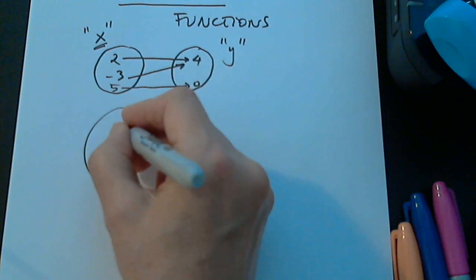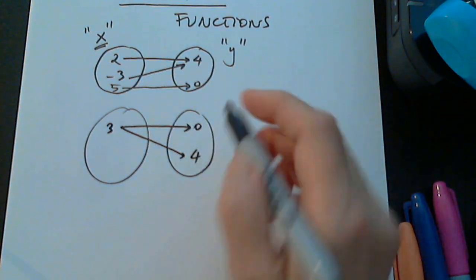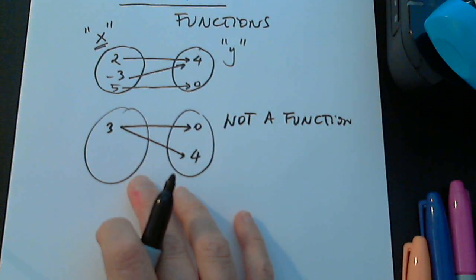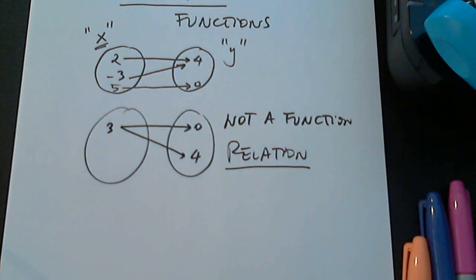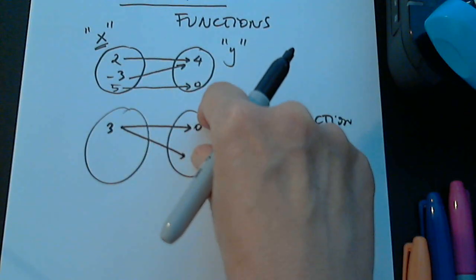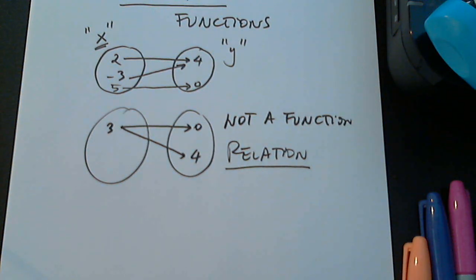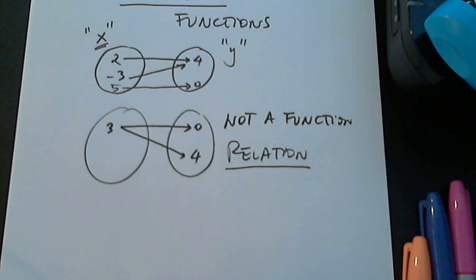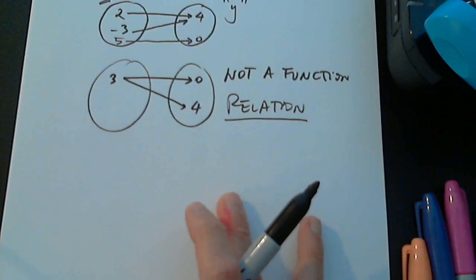This situation is not a function. Does it exist? Yes, it's called a relation. But it's not a function because I found at least one x value that corresponds to two different y values. Therefore, this is not a function. Is it possible in real life? Yes. But it's not a function. Okay, so that's one way of identifying functions.